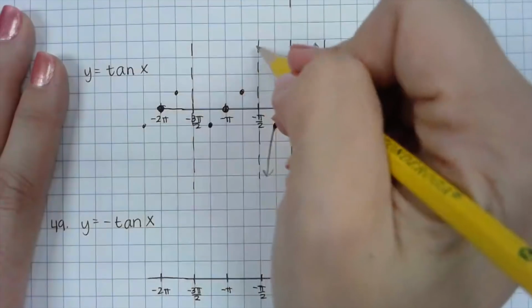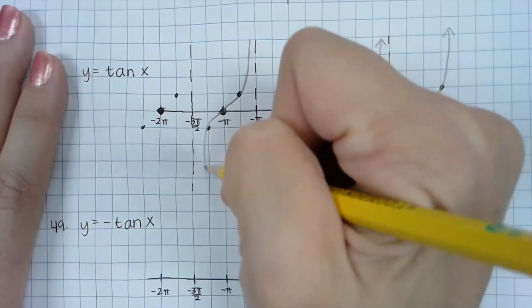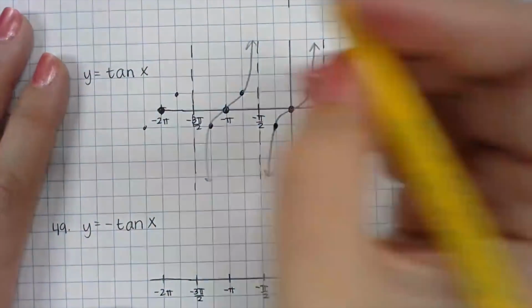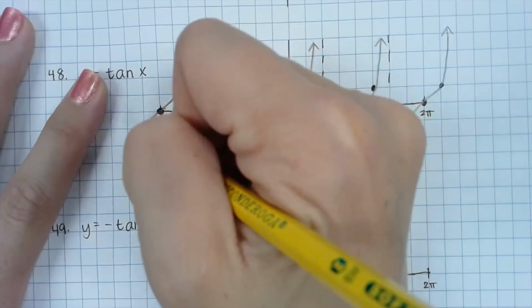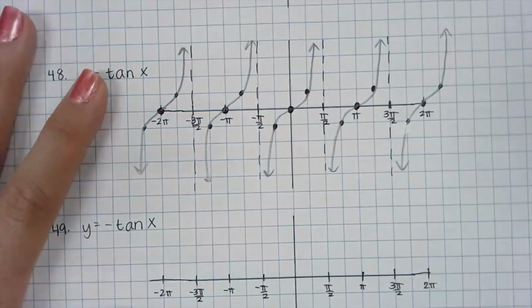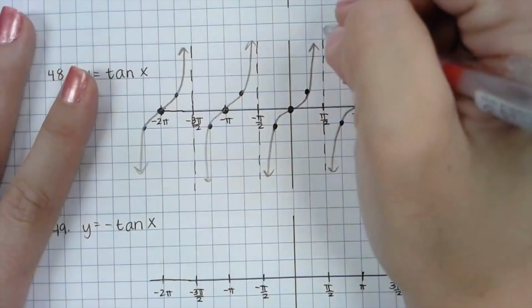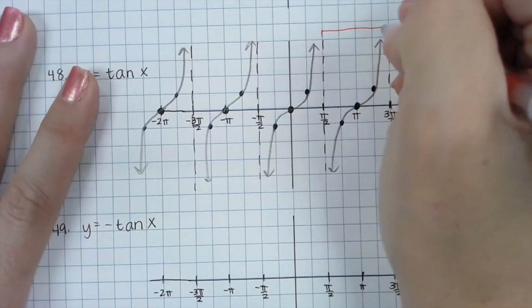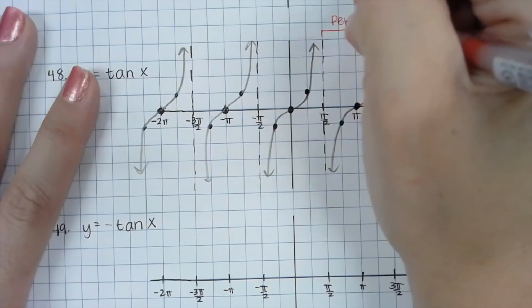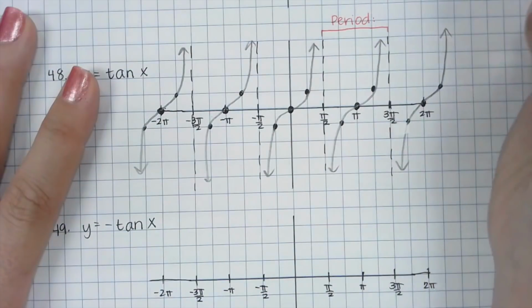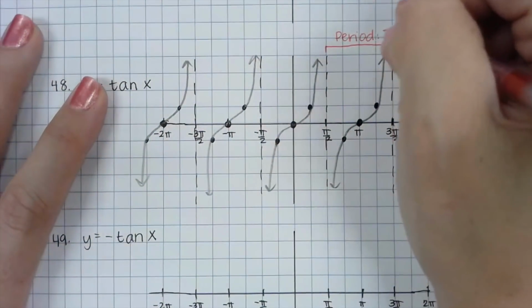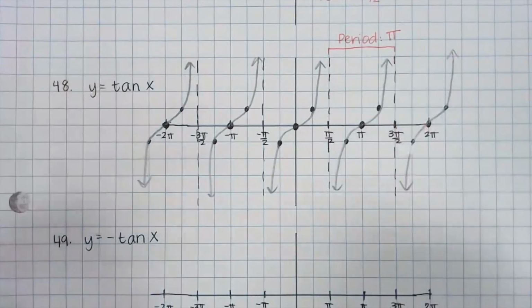Okay, and so tangent isn't a connected curve like the other graphs were. Tangent is these separate pieces that repeat themselves. Let's see, I'll measure it here. So the regular period for tangent, when there's no compressions acting on it, is just pi. So it's half of the period for the other graphs.